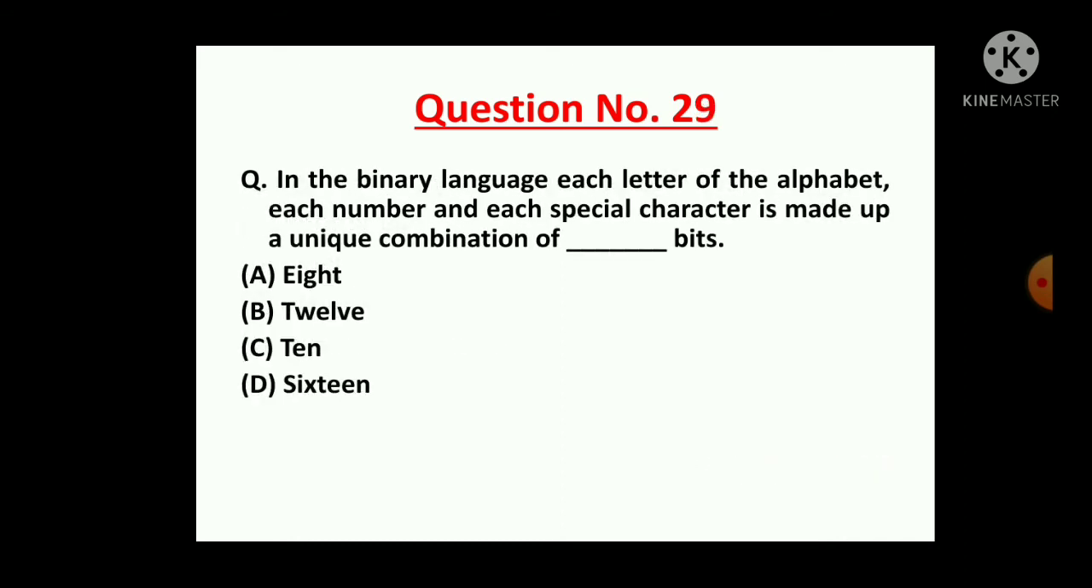Question number 29. In the binary language, each letter of the alphabet, each number and each special character is made of a unique combination of dash bits. Options 8, 12, 10, 16. The correct answer is option A, 8.